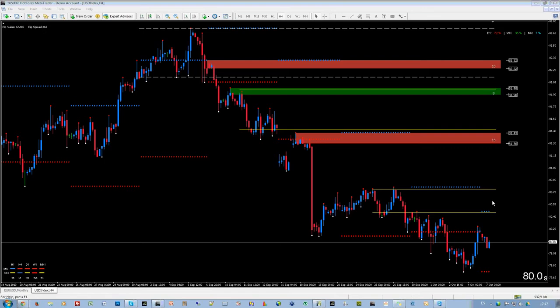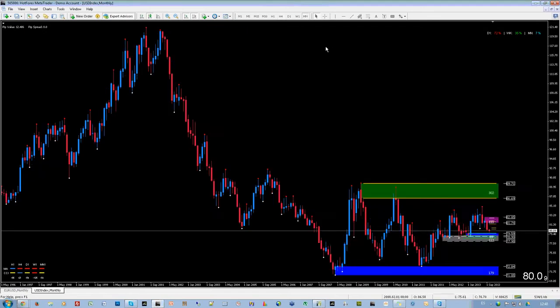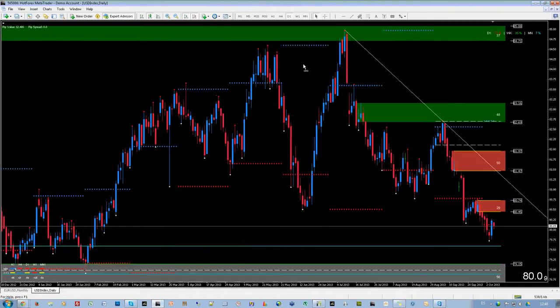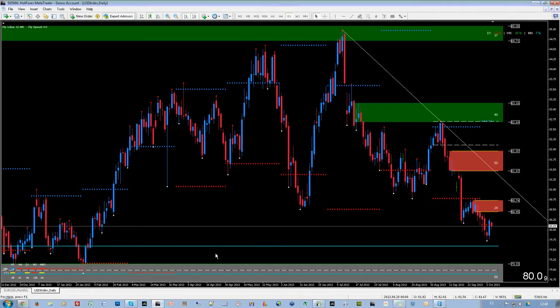See, because that's the thing, no? So if we've got the monthly trend up, because demand levels are being respected and supply levels are being violated, we want to buy on daily fresh demand areas, but nothing happens there. So we have to wait for those levels to be formed.